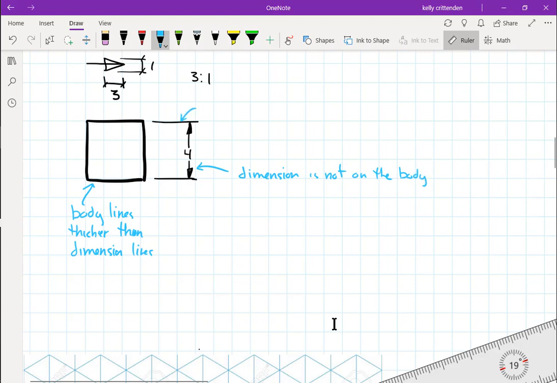These little guys are called leader lines, and there's a gap between them and the body, so that the lines don't all run together.